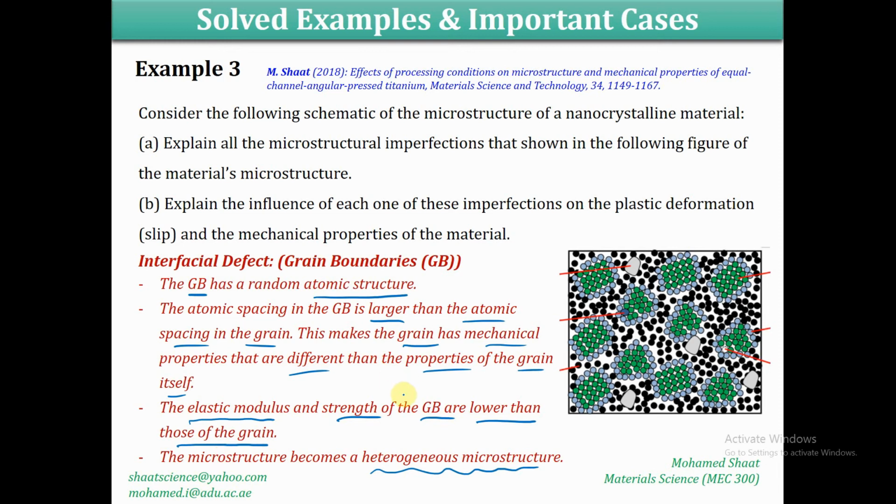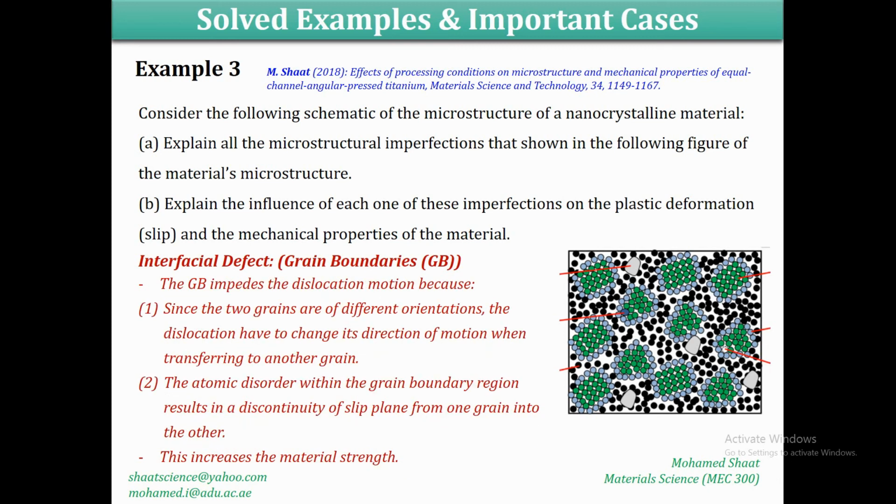I have studied the elastic modulus and the strengths in one of my papers published in Mechanics of Materials. I have demonstrated and explained how the elastic modulus and the strengths of the grain boundary could be tailored or changed. Basically, when we are talking about a nanocrystalline material, in many cases both are going to decrease for the grain boundary compared to the grain core itself. And this will end up with a heterogeneous material microstructure. So this is one of the changes to the material microstructure because of the grain boundary.